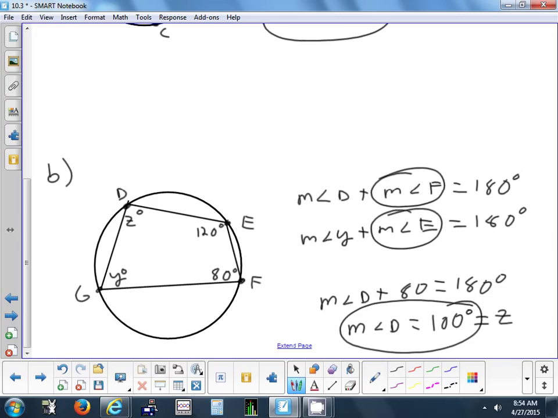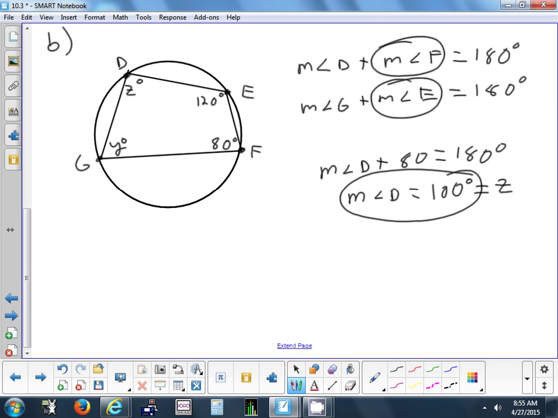How about, oh, this was angle G. Sorry. How much is Y going to be, which is the measure of angle G? 60. Okay. G and E have to add up to 180. E is 120, so G has got to be 60. So the measure of angle G, which they're calling Y, Y is 60. So Z is 100, Y is 60.